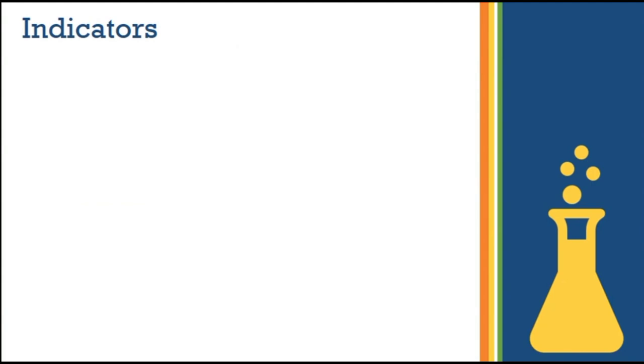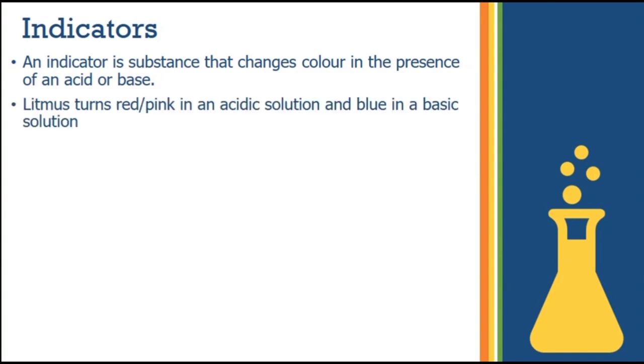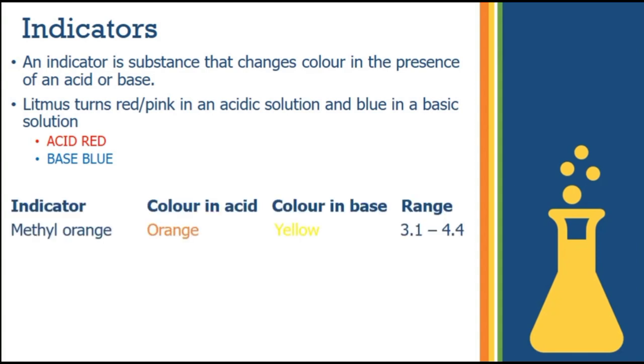Let's now talk of indicators. This is also another important part of our program. Indicators here, very important. An indicator is a substance that changes color in the presence of an acid or a base. Litmus turns red or pink in an acidic solution and blue in a basic solution. I spoke about the litmus test when you go to a doctor. So in an acid, litmus turns red. In a base, litmus turns blue.